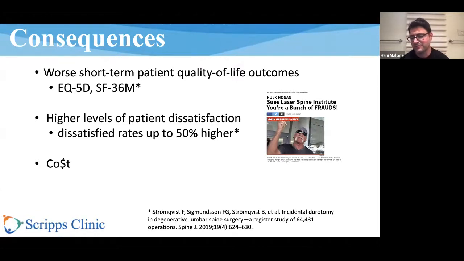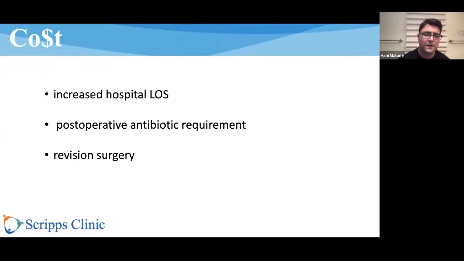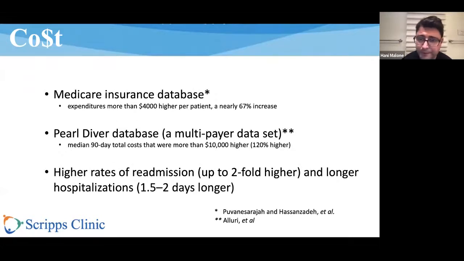There's a huge impact in terms of cost. So it increases the hospital length of stay, particularly for an outpatient discectomy or an outpatient LAMI that turns into, oftentimes, a 2-night stay in the hospital if everything goes well with the repair. Postoperative antibiotics, that's probably relatively small. And then revision surgery, which is obviously a huge cost. So there's some data on that as well.